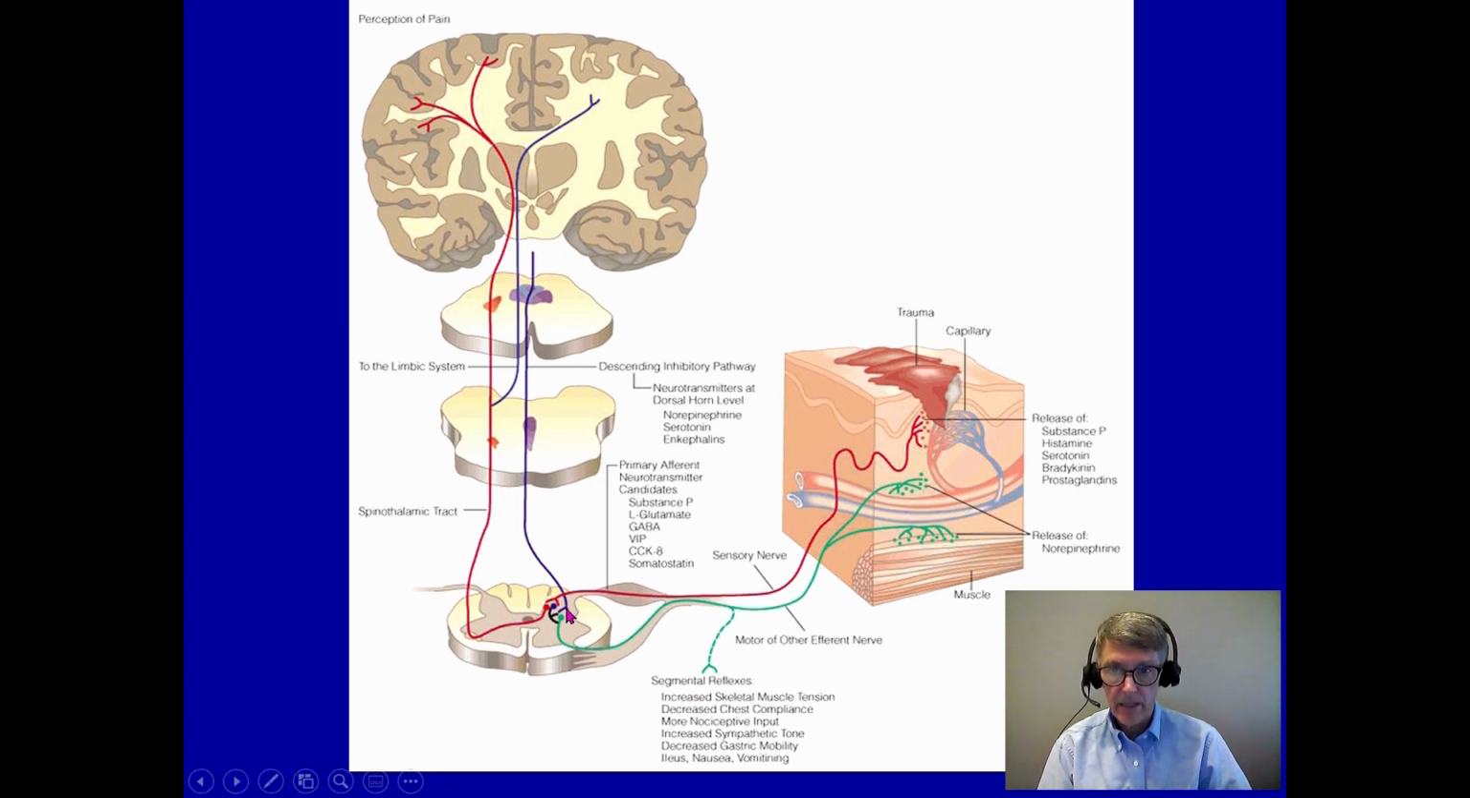And from that, sometimes there are signals sent back to the periphery that can release chemicals that can excite more sensation back to the dorsal horn, and ultimately a signal makes its way up to the brain where the final processing of the information is done and pain is perceived.